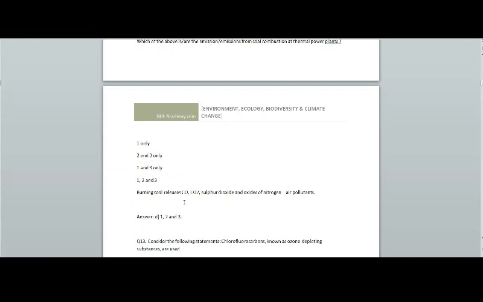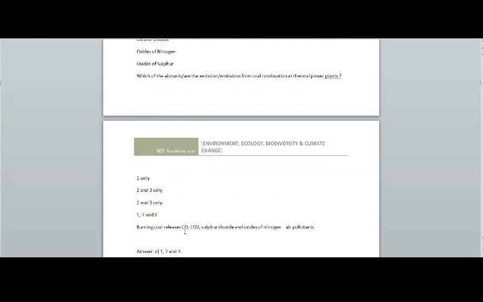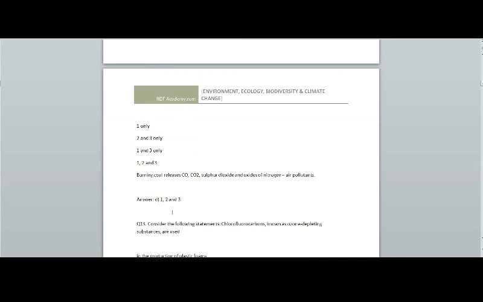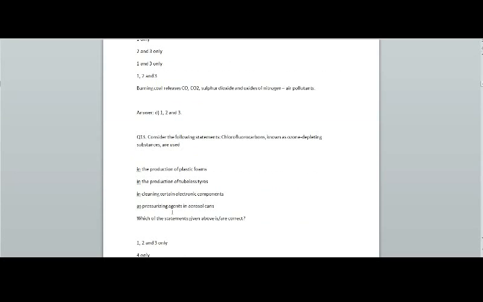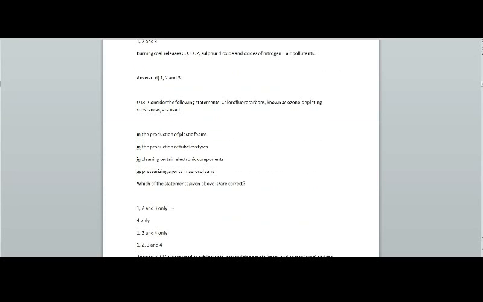Let's consider the 19th question, which is with reference to India. Consider the following: mining and development. Which of the following acts have relevance to biodiversity conservation in that country? 1 and 3; 2, 3, 4; 1, 2, 3, 4; or none of the above. The answer is C.